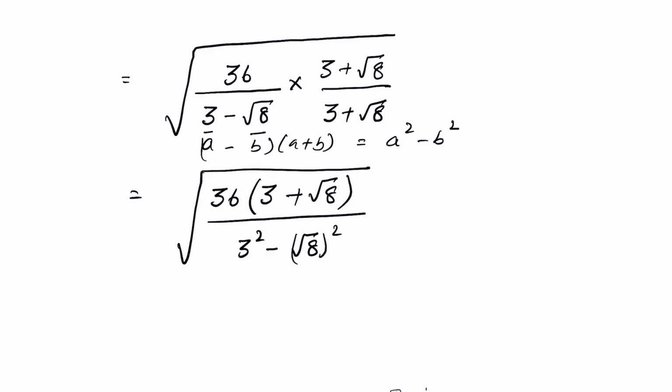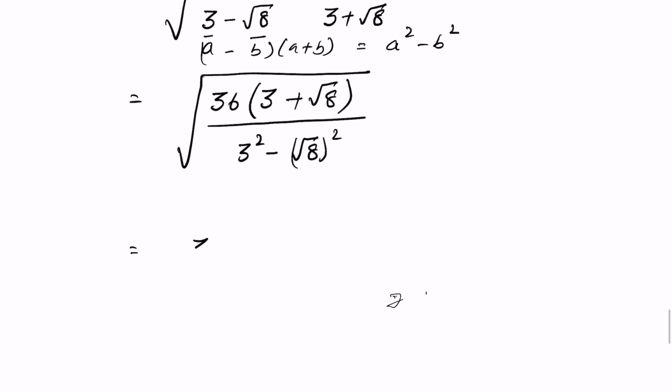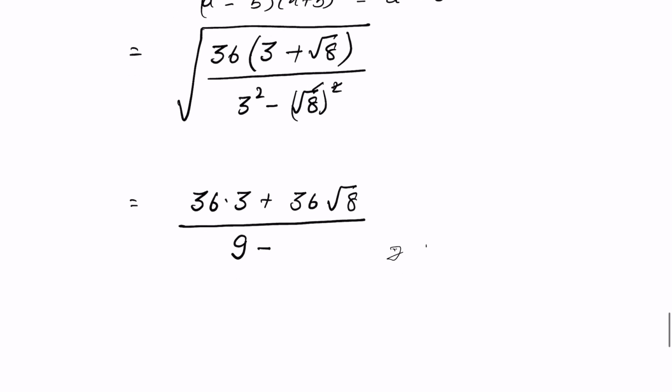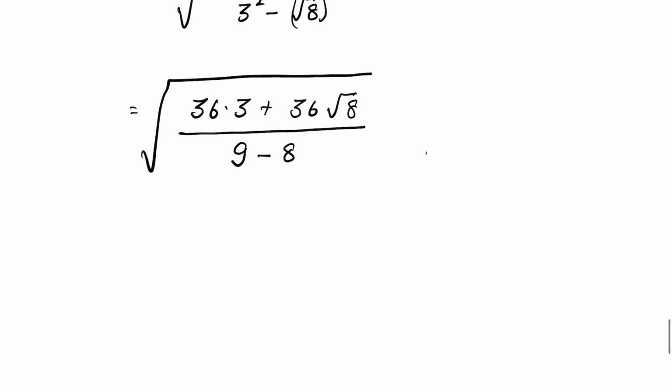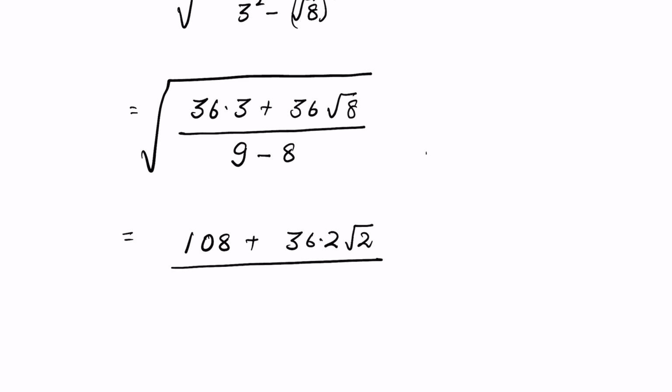Now, 36 times 3 plus 36 times square root of 8 upon 3 square is 9 minus, removing the square root with the square, it is 8. And under square root, 36 times 3 is 108 plus 36 times square root of 8, which simplifies to 2 times square root of 2, upon 9 minus 8 is 1, so we can remove the denominator.